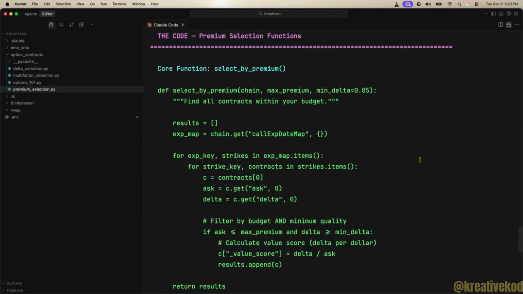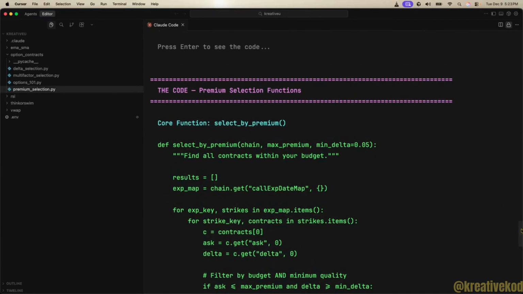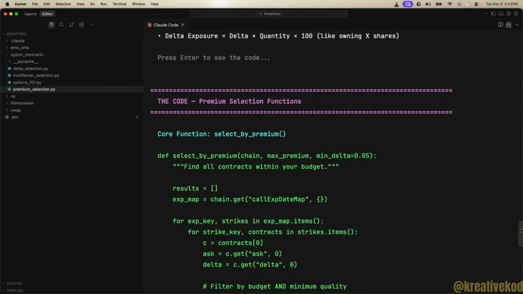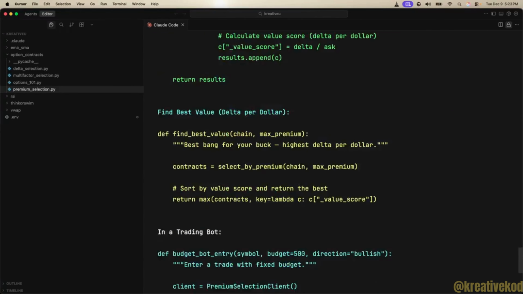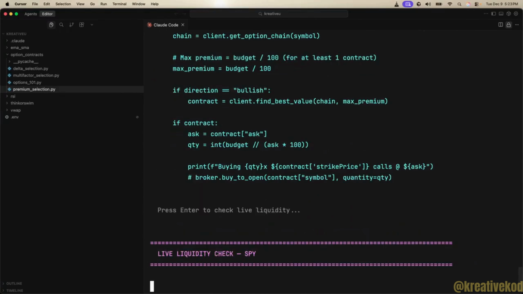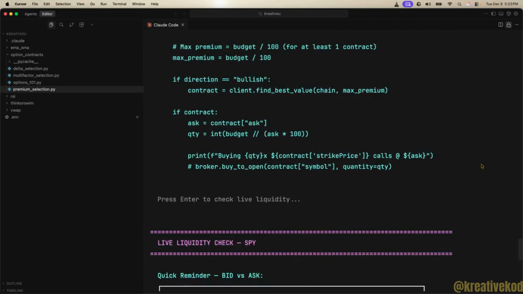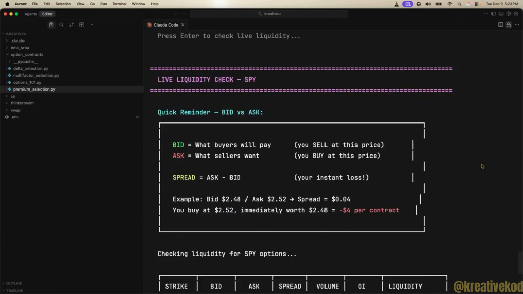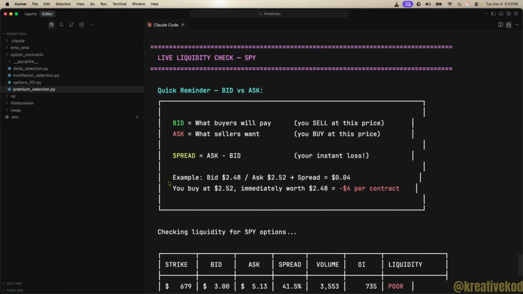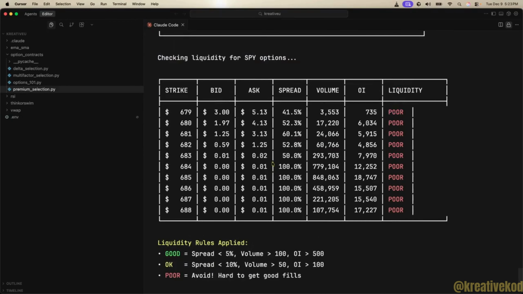So here's how it looked in the actual trading bot, using the premium selection function in order to do this. And here's live liquidity checks for SPY, the S&P 500. Remember, tight is good, wide is bad, right? Bid is what buyers will pay, ask is what sellers want, and then spread is the difference between the ask and the bid.